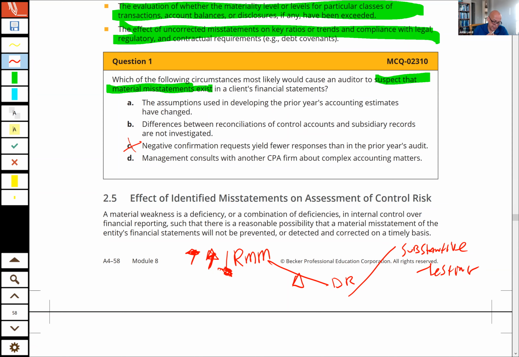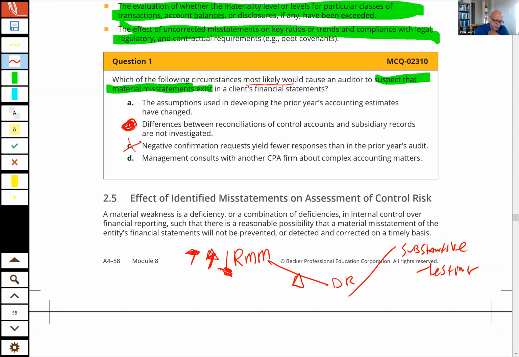So if I have to choose here, here we go again, most likely, okay, then what? This is the one. If they're not reconciling their general ledger to their subsidiary ledgers, control risk is going through the roof there, right? And so it would make the auditor feel that there's a misstatement, and the auditor would respond accordingly by trying to lower detection risk.